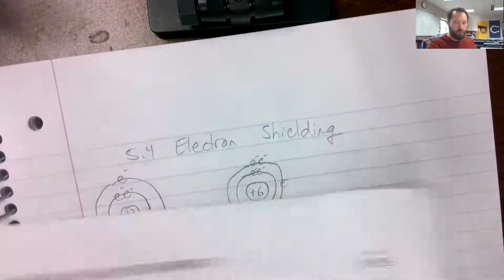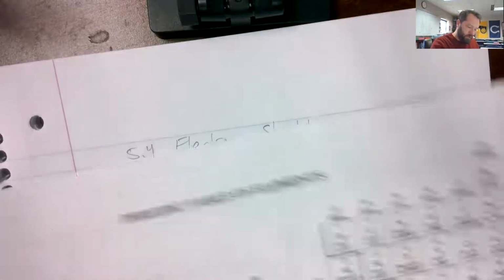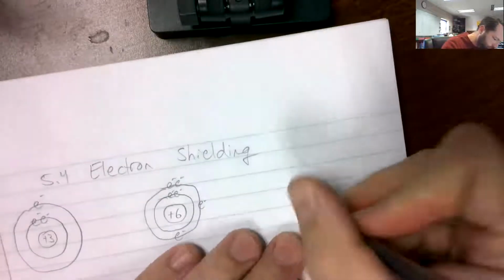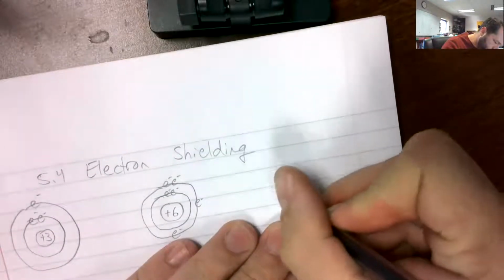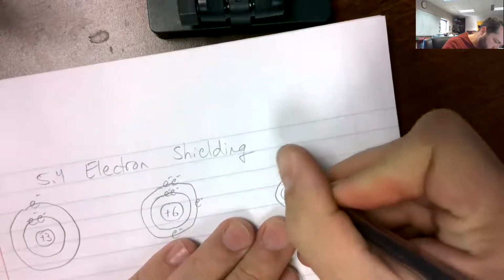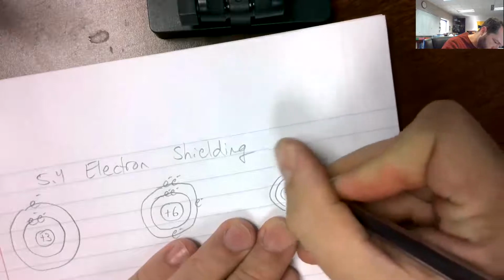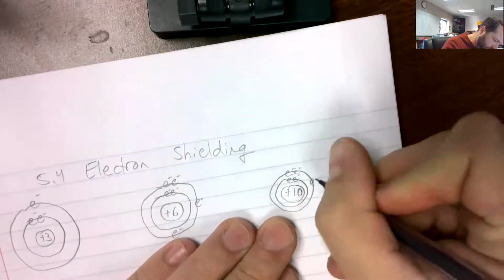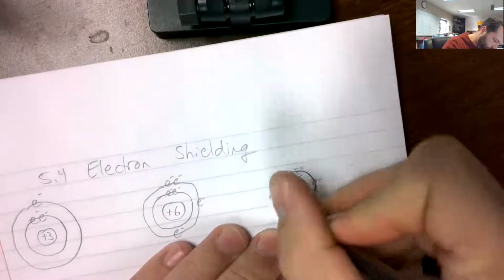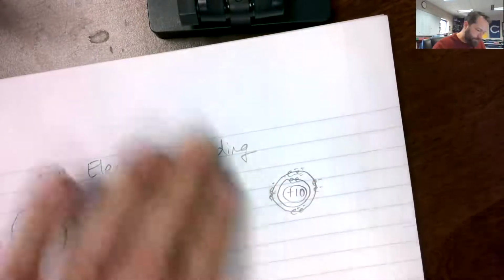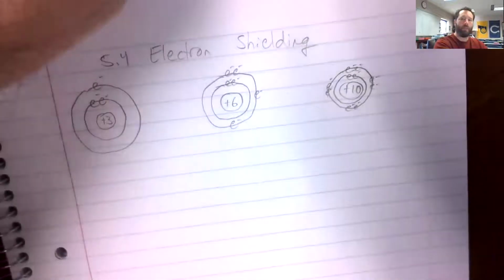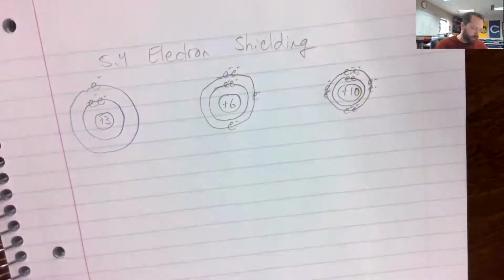And then we'll stay in period 2 again and go all the way across, and we'll take a look at neon. Nuclear charge of 10. Ten valence electrons. All right, so there we go. Again, this should look familiar. This is what we talked about yesterday.